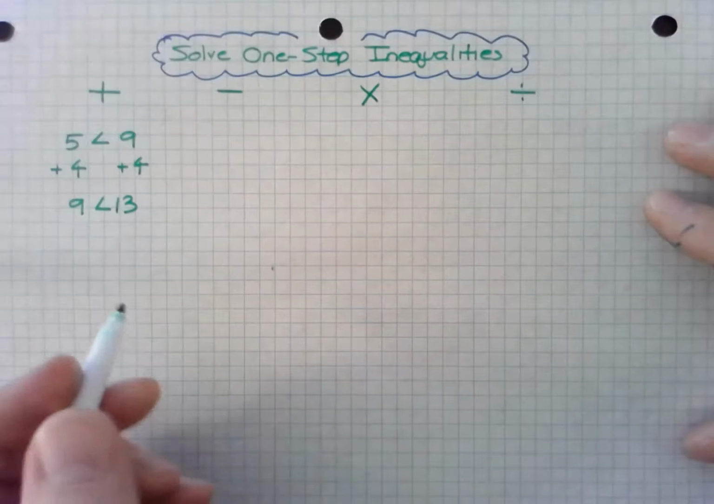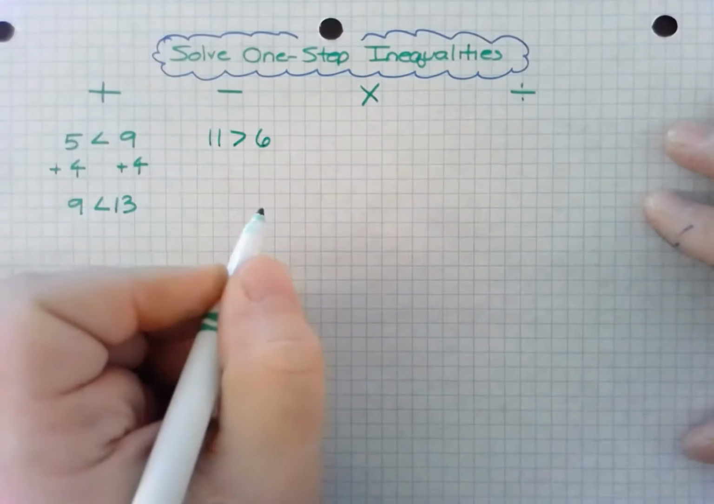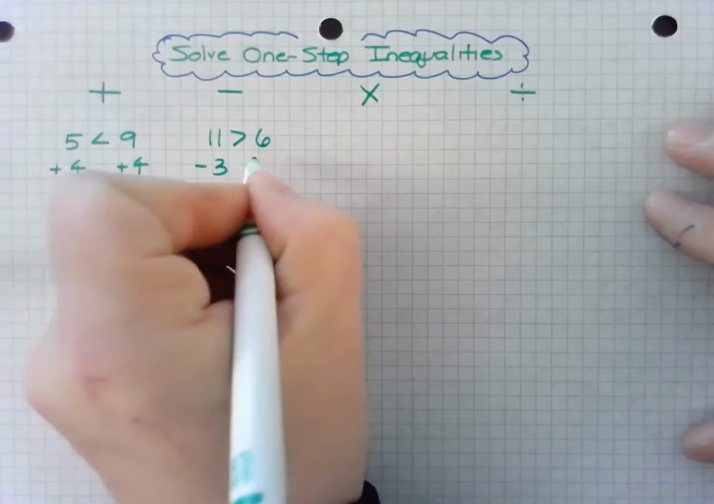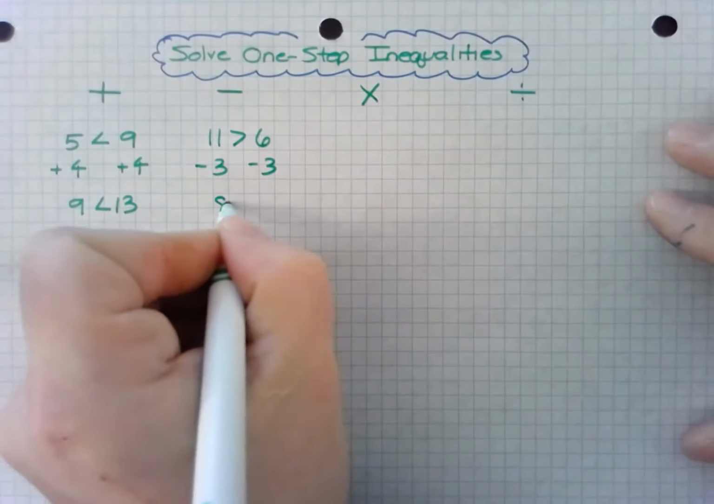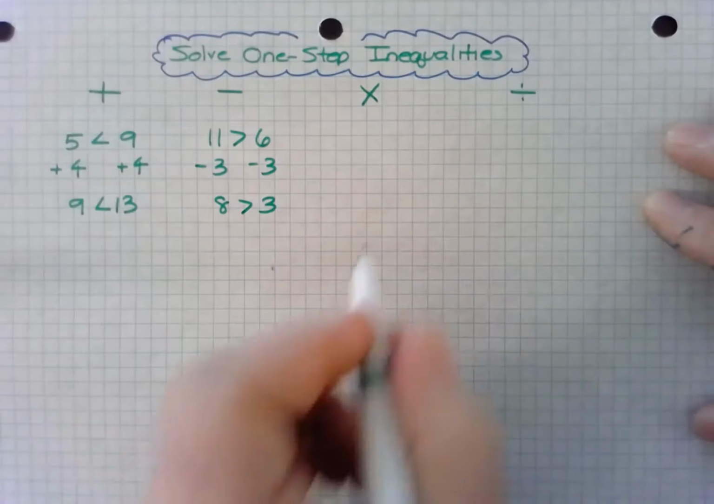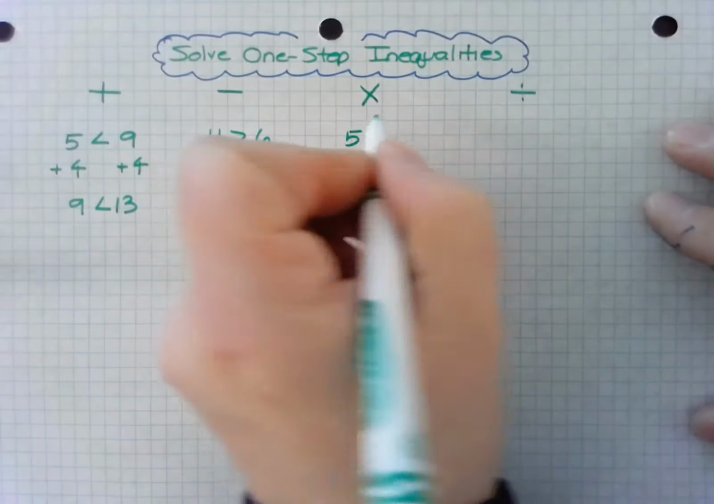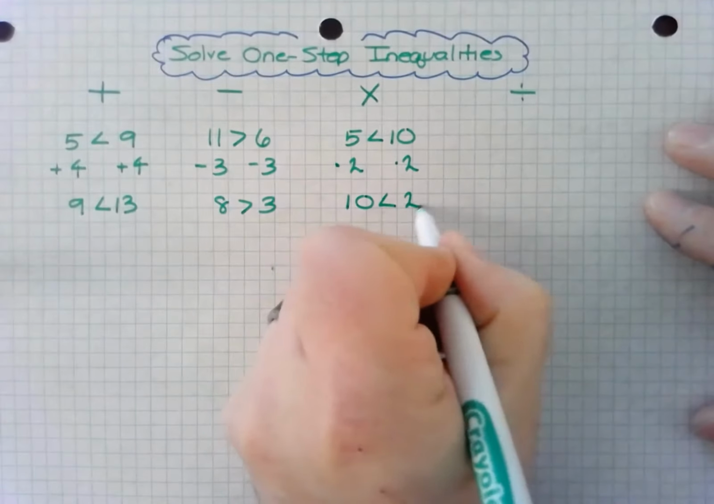Same thing with subtraction. Say I have 11 is greater than 6. Well, I could subtract 3 from both sides and notice that the statement is still true. Multiplication. Say I have 5 is less than 10. I could multiply both sides by 2 and my statement is still true.